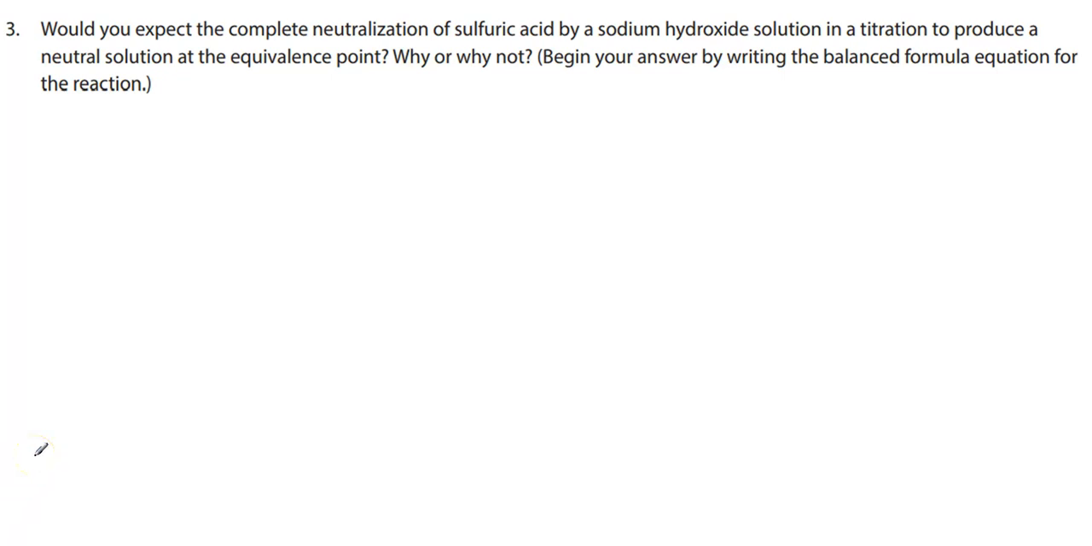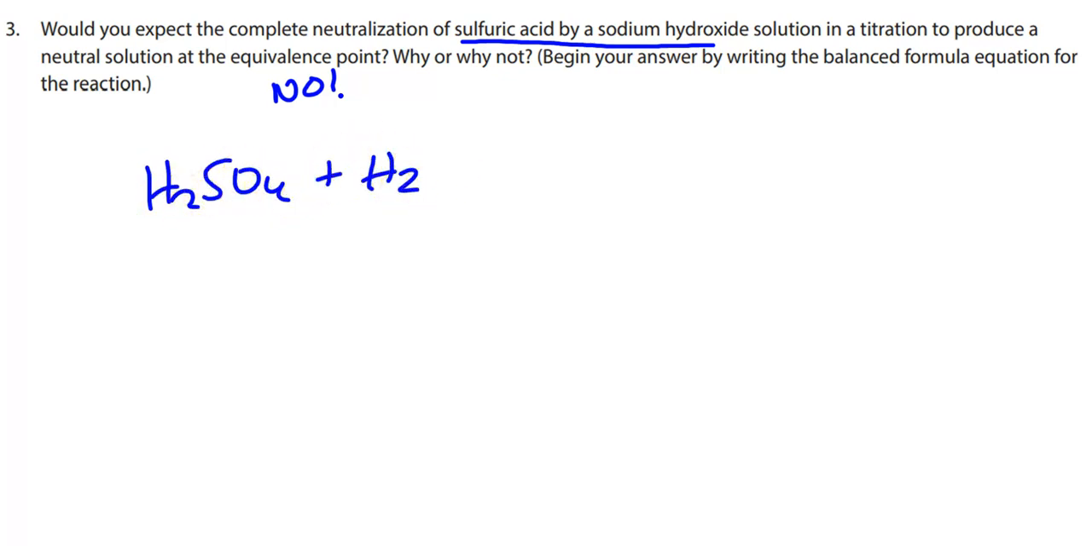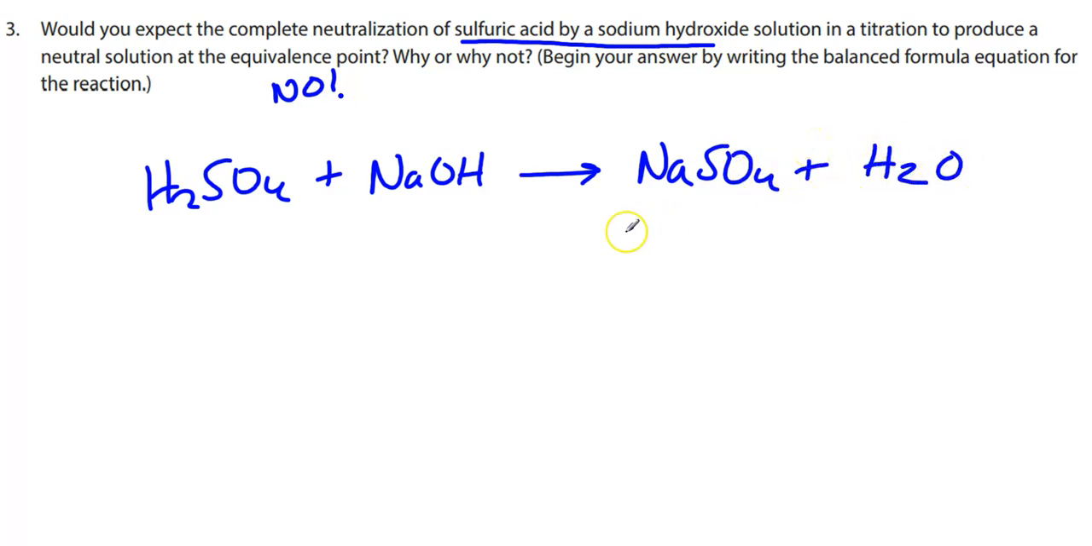So part number 3, would you expect the complete neutralization of sulfuric acid by sodium hydroxide in a titration to produce a neutral solution at equivalence point? Why or why not? The answer is actually no. That's because when you have sulfuric acid reacting, you're really making sodium sulfate and water, one that's fully reacted.